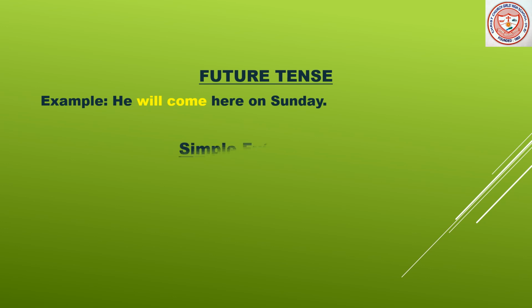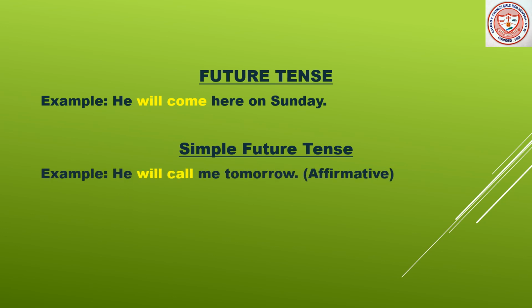Now we will be talking about simple future tense. Simple future tense is used when an action will be done or will happen in the future. Example: he will call me tomorrow. This is an example of simple future tense, and we have used will as a helping verb, you know about it, and the base form of the verb call.